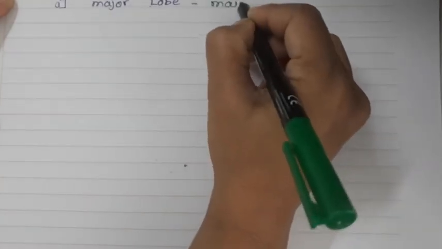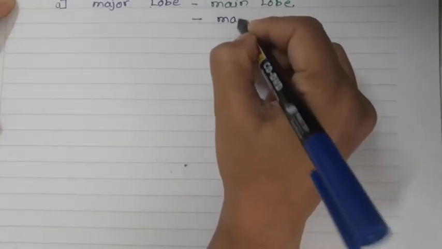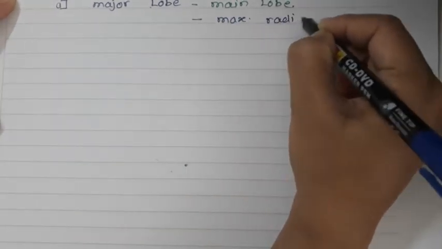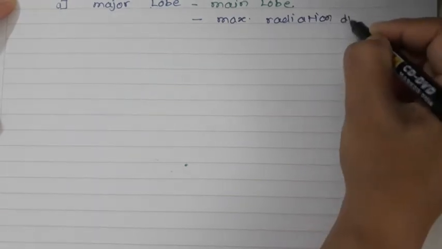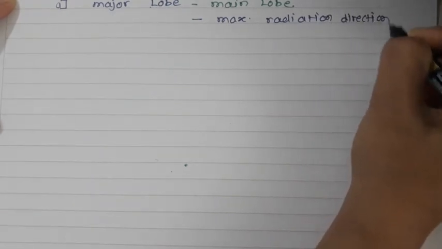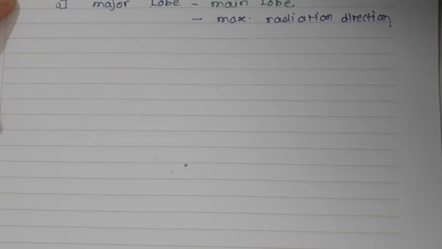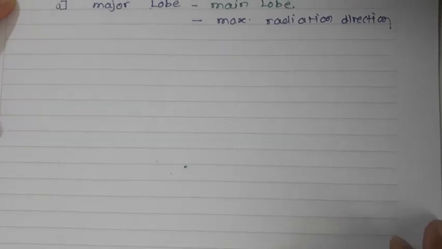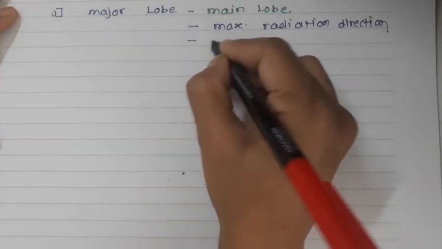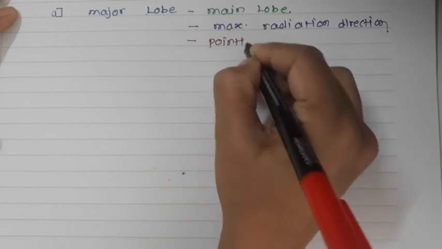Here you can say this is also called the main lobe. The major lobe is also called the main lobe. Now here you can say it is the radiation lobe containing the direction of maximum radiation. So the maximum radiation direction will be called the major lobe. Now you can say that the major lobe is pointing in the theta equal to 0 direction.